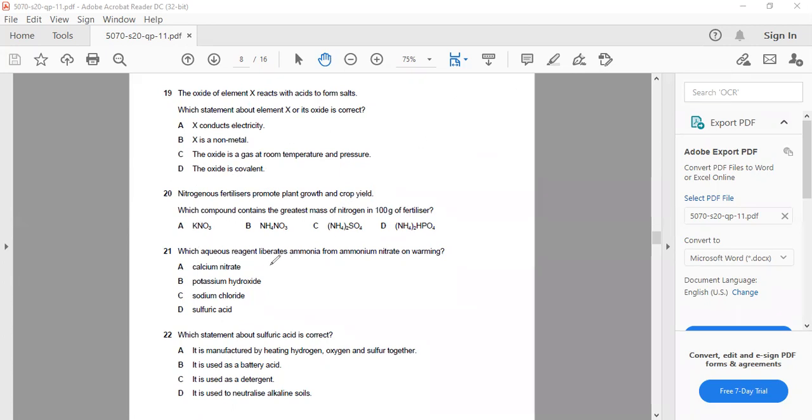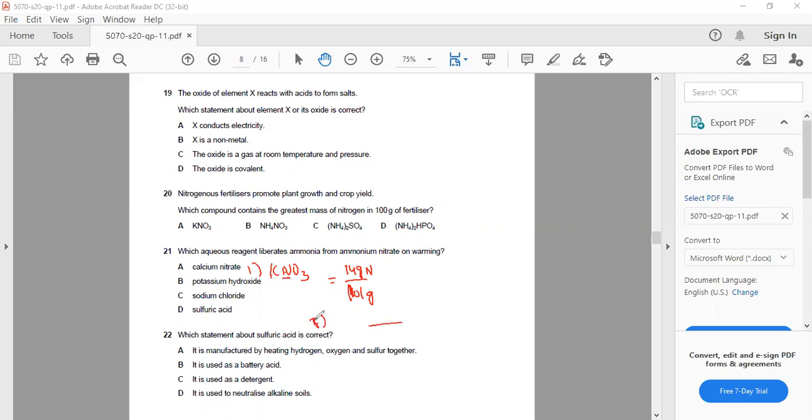In KNO3, 39 plus 14 plus 48, I think it is 101. Sorry, 101 gram. How much is nitrogen? 14 gram nitrogen. Now, this is the shortest way to do it. You don't need to calculate. I am teaching you the technique of the shortest way to save your time.